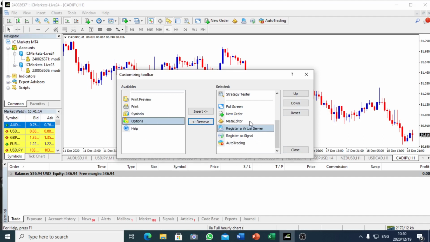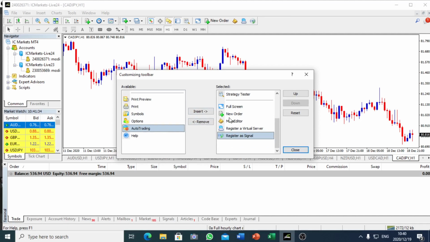I've removed symbol. Maybe auto trading. I don't like to see auto trading because I don't use it mostly. Most of the time, I can just remove it. You highlight, you select, then you press remove. Then I can remove it. Then it goes just like that.